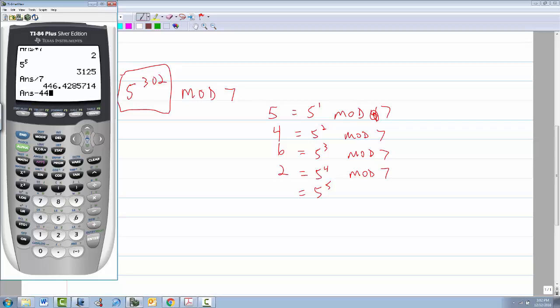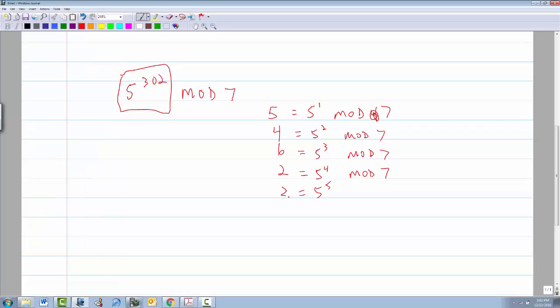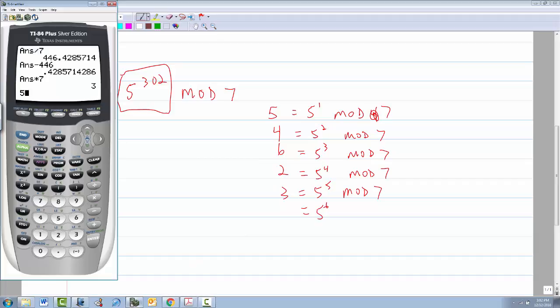Minus 446, and then multiply that by 7. I know this isn't 1. This is going to be the 3. We're going to get there, okay? And it's going to happen, and then we'll see what happens mathematically, how we break down the exponent. 5 to the 6th. Oh, I hate math. All right, 5 caret 6.